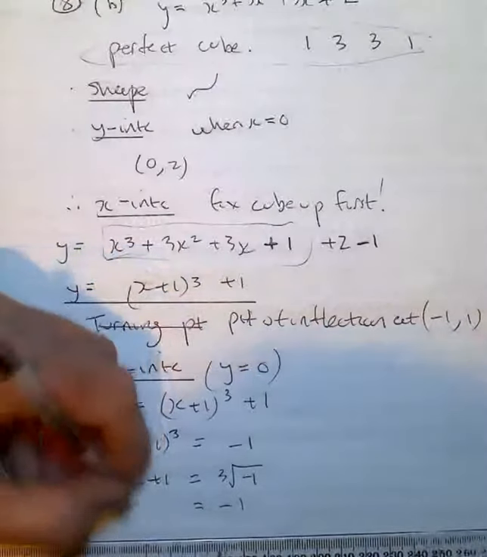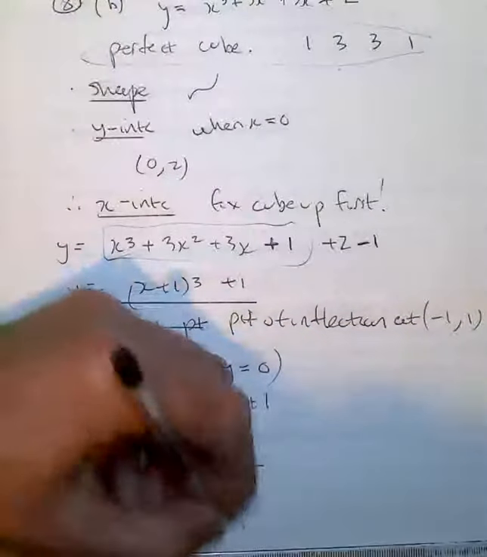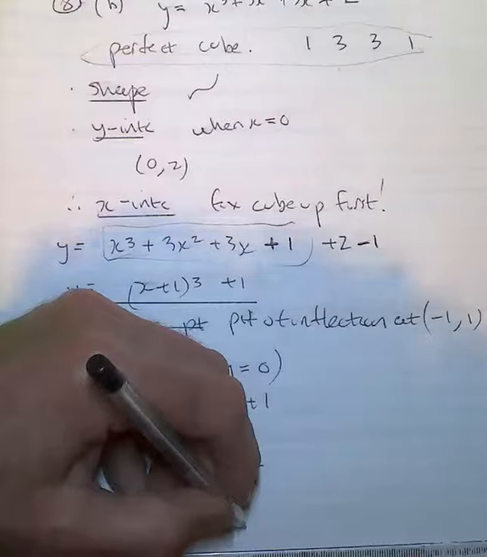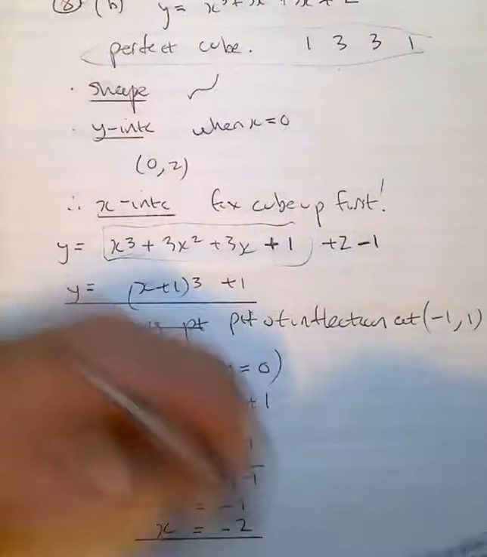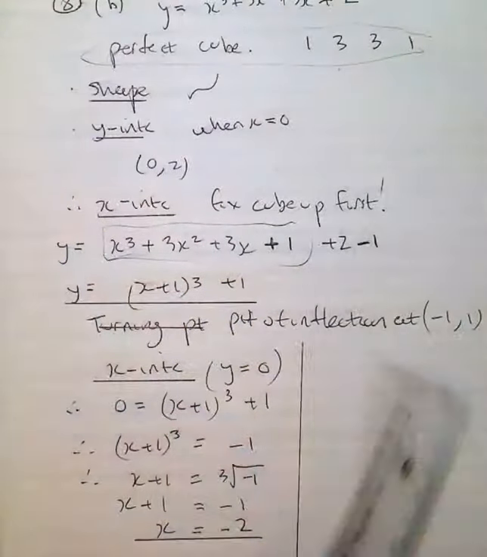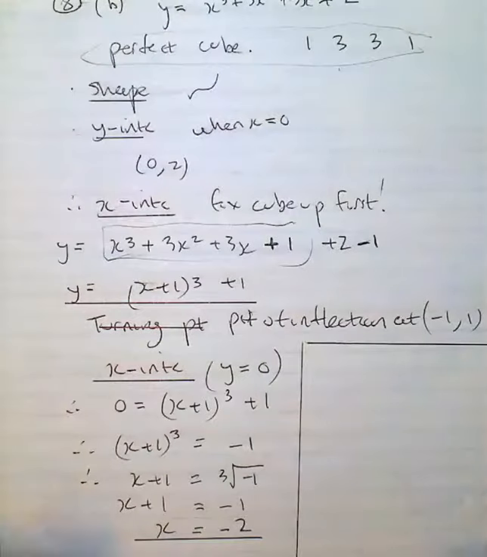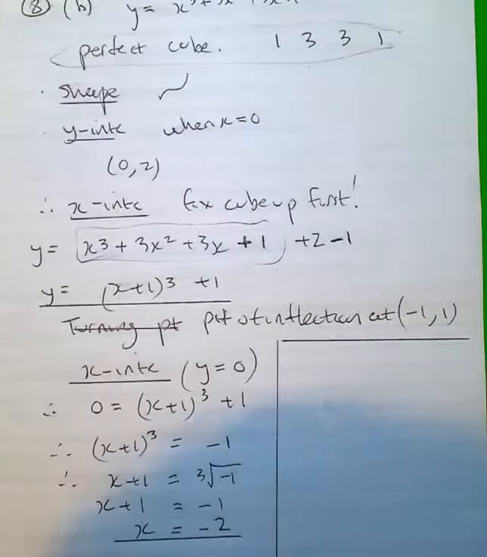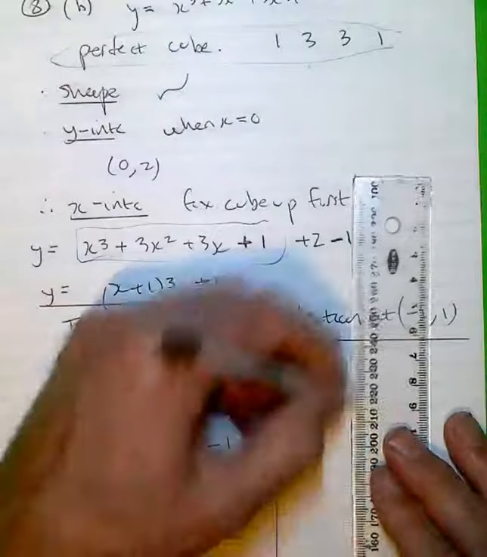Cube root of negative 1, which is going to be negative 1. So in this case, it's going to equal negative 2. Now, a little nasty, but quite doable. Don't expect any of these in your tests. I think the book likes to stretch us from time to time.